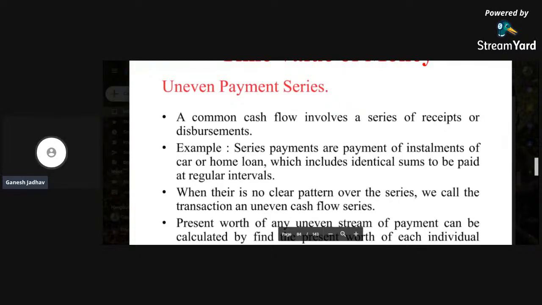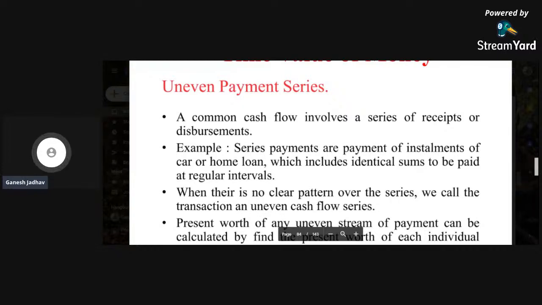Whenever you buy a car or home, you take a loan, and at that time you make payments in the form of installments at regular intervals. But here there is no clear pattern over the series, so we call the transaction an uneven cash flow series.